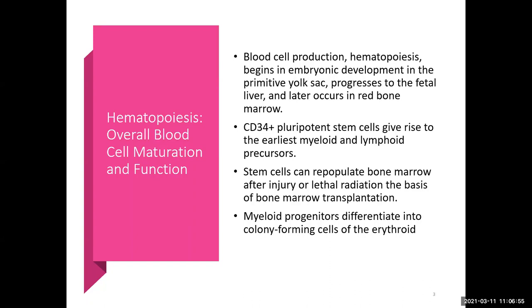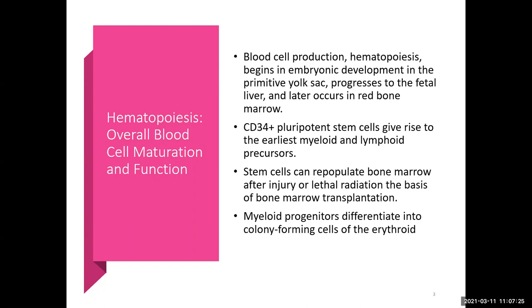CD34 pluripotent stem cells give rise to the earliest myeloid and lymphoid lines. The stem cells can repopulate the bone marrow after any sort of injury or any sort of lethal radiation exposure. This is usually due to something like a bone marrow transplant, where they want to completely wipe out the cell production that is abnormal to put in new normal cells.